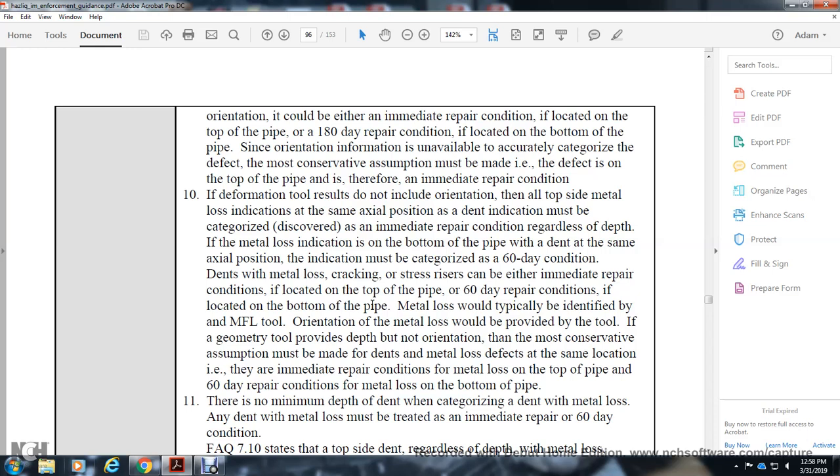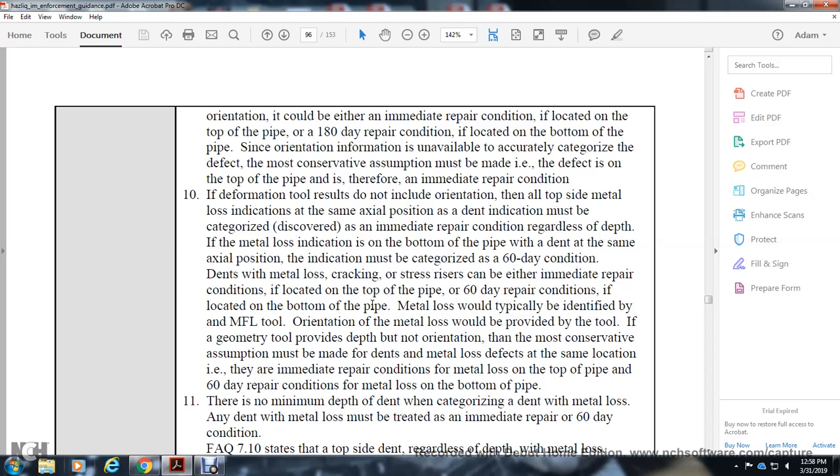If the deformation tool does not include the orientation of the top side or the middle lobes of the indication at the same axial position, then the operator must categorize the discovery as an immediate repair condition, regardless of the depth of the metal loss. That includes dents at the bottom of the pipe at the same axial position, but the indication must be categorized as a 60-day condition.